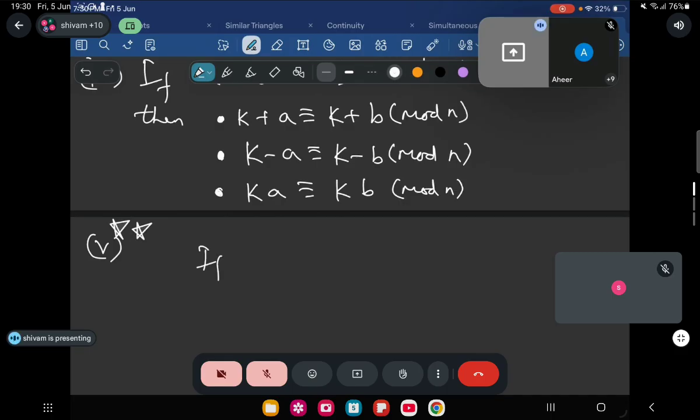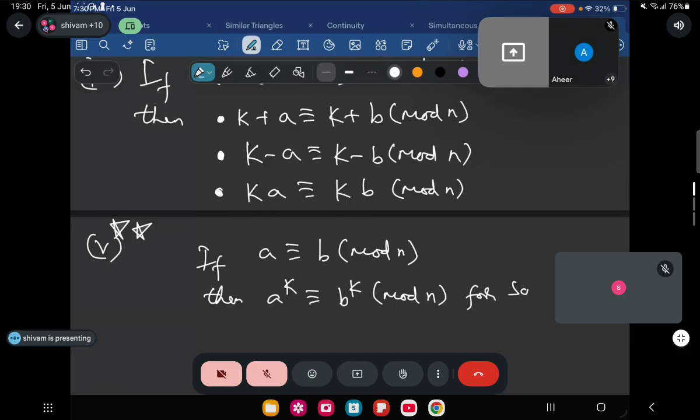Okay, next, property number 5 is very important. Okay, if A is congruent to B mod n, then A to the power K is also congruent to B to the power K mod n. Okay, you can raise the power by K for some K belonging to the positive integers.